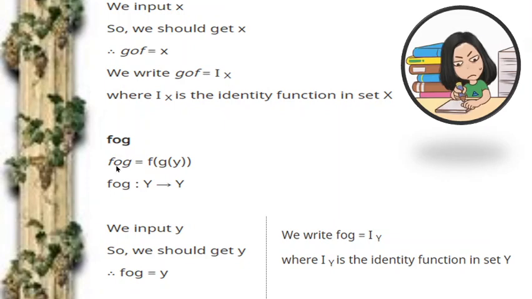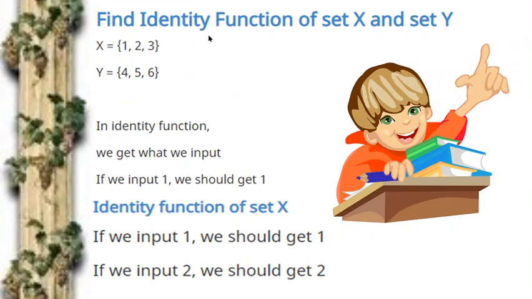Same way we can calculate for fog. Fog means f of g(y), and in the same way it will be defined from y to y. If we input y, we should get y only as output. So we call it the identity function in set y. Find identity functions of set x and set y.